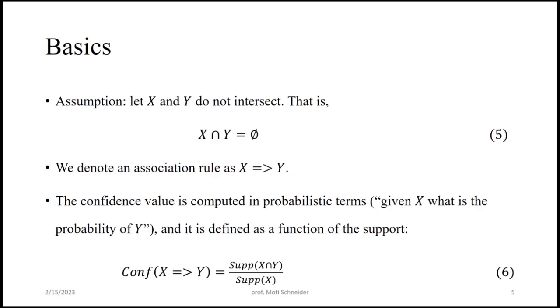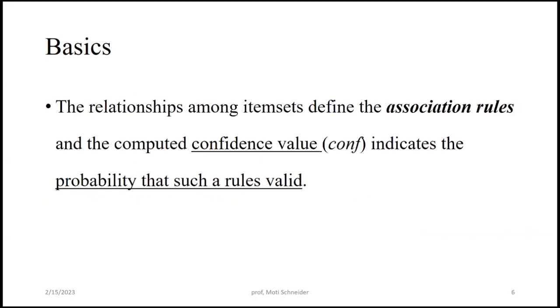Based on this definition, we can define what is called the confidence of a rule, which is the probability that, if you know X, Y will be there also, and it's defined as a function of the support. I'll give you an example so you will understand it very quickly. And you know, the simple idea is very simple.